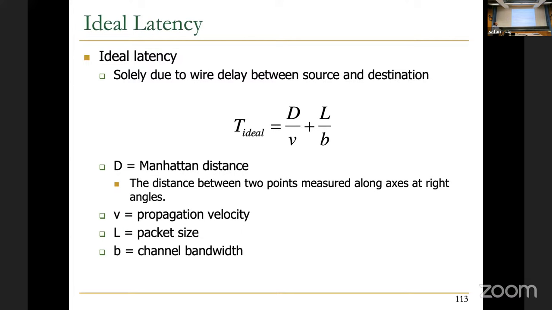This is the ideal latency formula that is solely due to wire delay between source and destination. The ideal latency involves D, which is the Manhattan distance, the distance between two points measured along axes at right angles. V is the propagation velocity, L is the packet size, and B is the channel bandwidth. So you have a minimum latency that you need to spend to reach your destination router. Beyond that, you also need to wait for packet size divided by channel bandwidth, because you need to spend some clocks to receive the whole packet in the end. But you don't need to multiply L over B by D over V, because your transfer is pipelined.